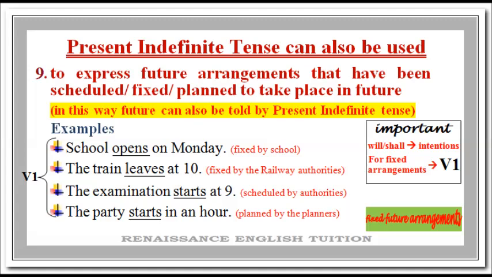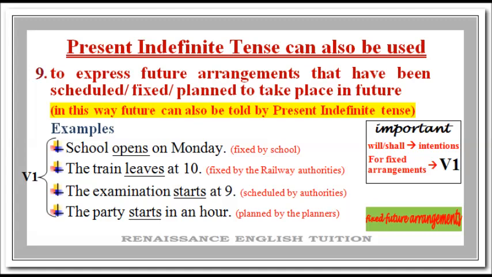This is because will and shall are not used for planned things. Will and shall are used for expressing intentions, for things that we are willing or not willing to do. For planned future arrangements we use present indefinite tense.